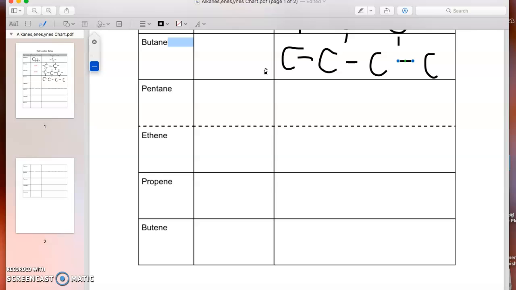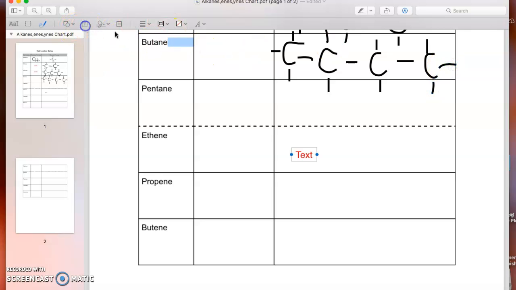So pause the video and see if you can figure out how many hydrogens I'm going to have total on here, and I'll keep going and drawing them. And then when you think you have it, play the video again. So we're going to do 1, 2, 3, and so on for each carbon.